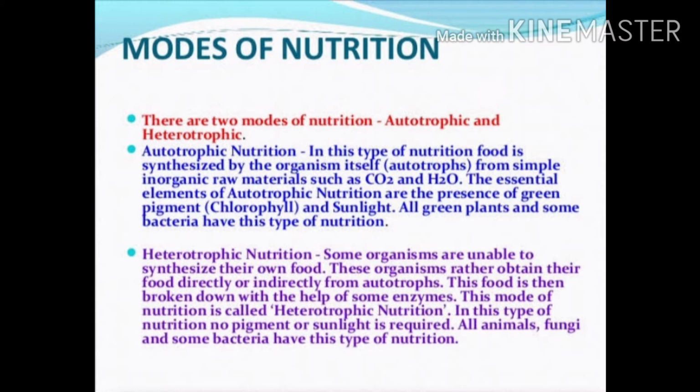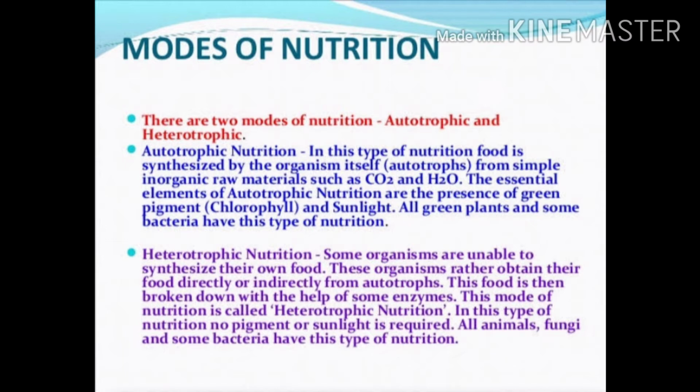In autotrophic nutrition, food is synthesized by the organism itself from simple inorganic raw materials such as carbon dioxide and water. The essential elements of autotrophic nutrition are the presence of green pigment chlorophyll and sunlight. All green plants and some bacteria have this type of nutrition.